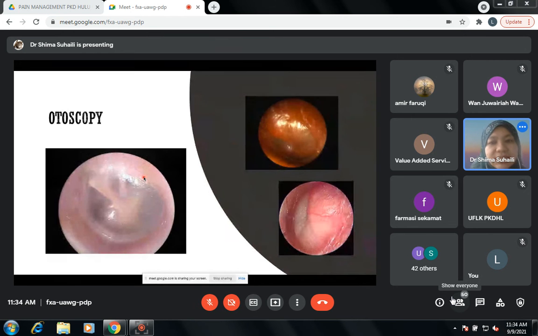Okay, so these are the pictures of our tympanic membrane. For the normal tympanic membrane, you can see the color is a light pinkish color. It's very translucent. You can see these are the small bones that transmit the sounds from outside to the inside. Okay, it's a very nice looking tympanic membrane.